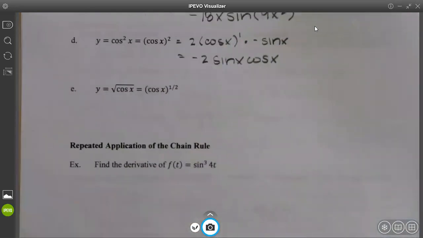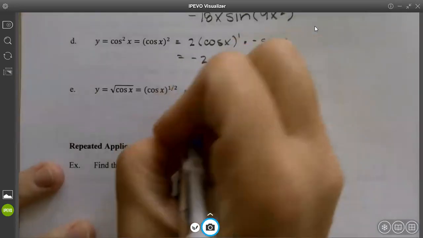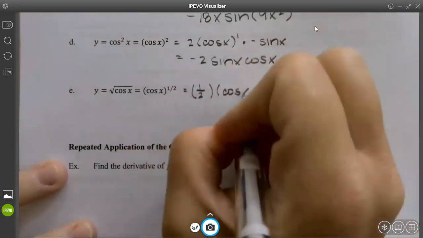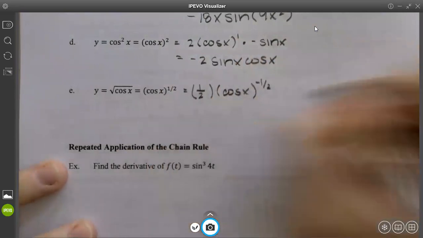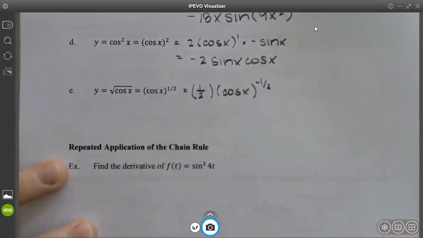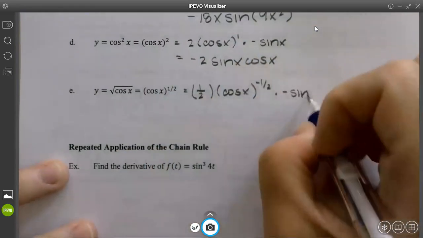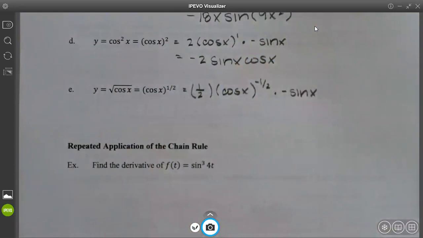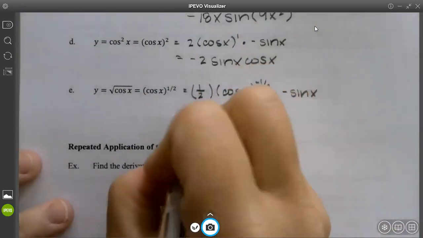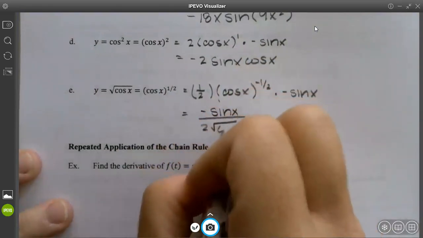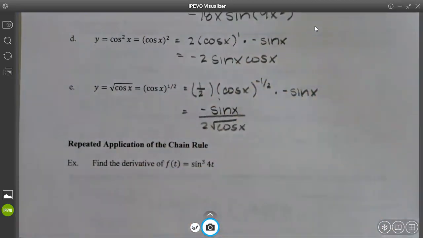And then the last one. And then we'll do that last example and we'll be done. I'll give you a break. Square root of cosine x is cosine x to the 1/2. Bring down the power. Keep the function to the 1 less power. Times the derivative of the function. What's the derivative of cosine x? So clean it up. The 2 and the cosine x are going to go on the bottom. The negative sine x stays on the top. And it looks like this.